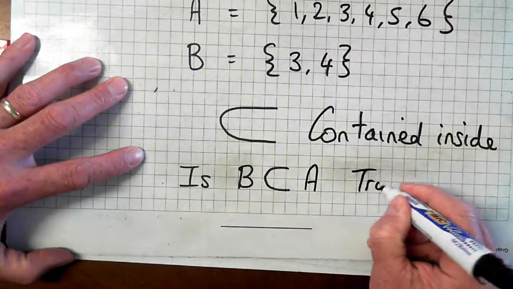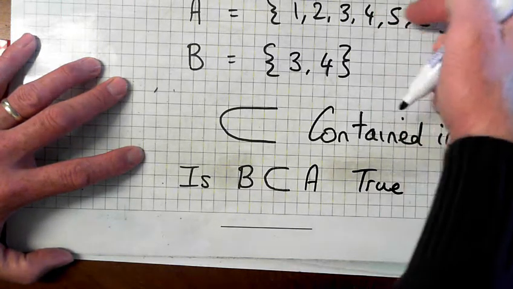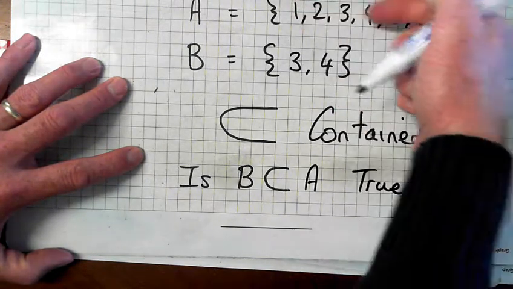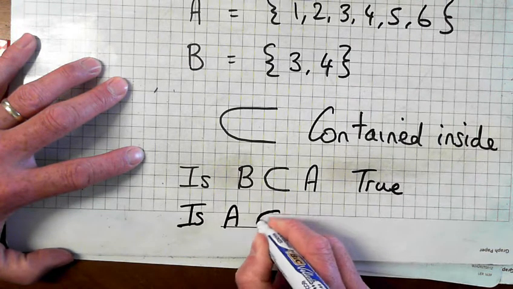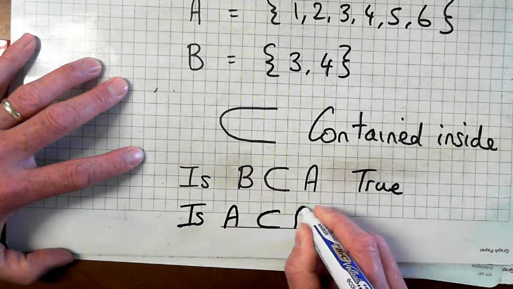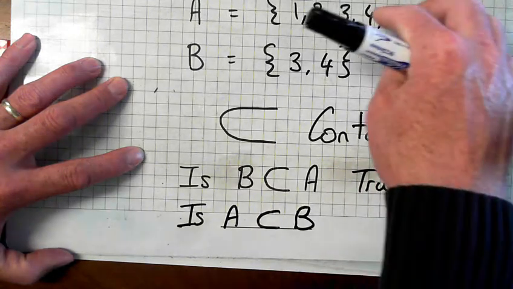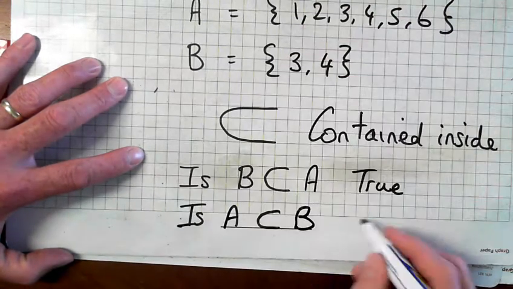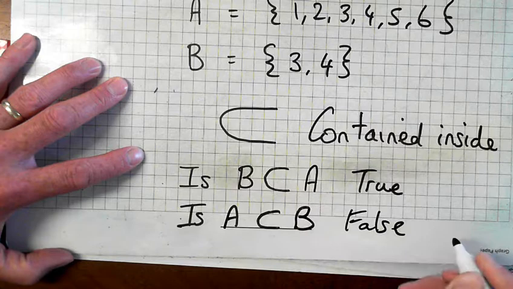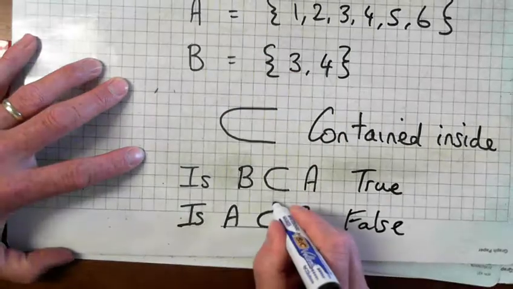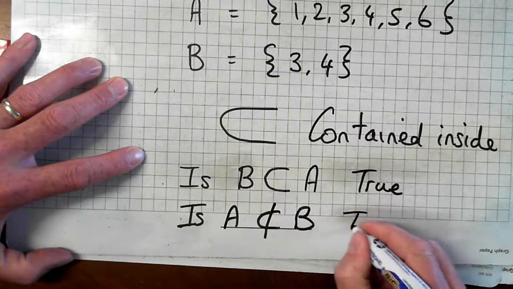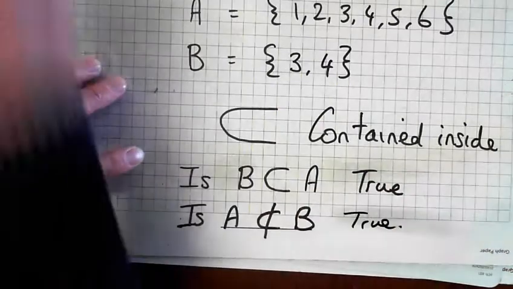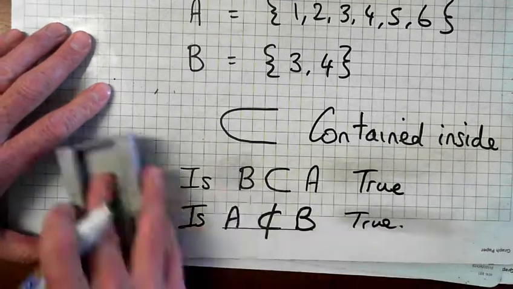True. Is the opposite true? Is all of A inside B? Can you see all of A inside B? False. Or I can say A is not contained in B. That would be true. Okay, contained inside.